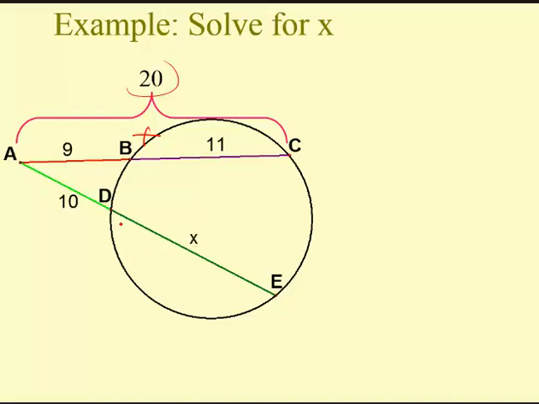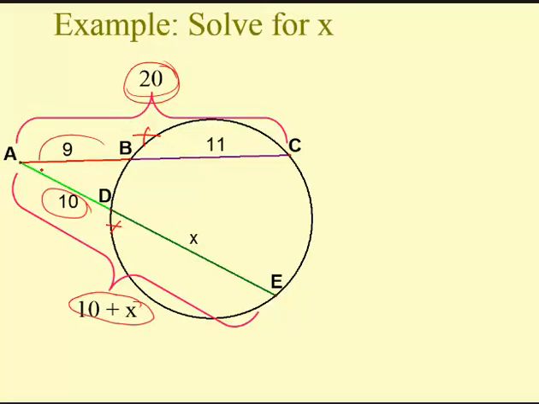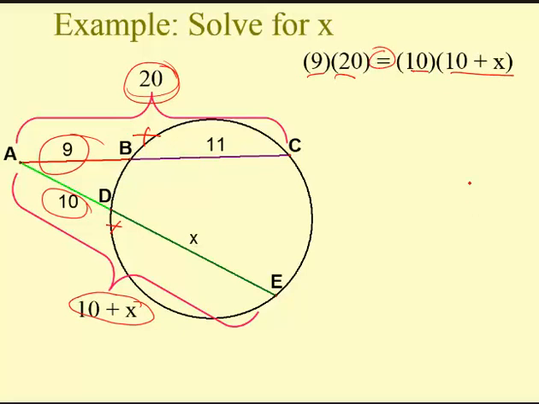Well, what do I get here if I add 10 plus x? That's what I get, is 10 plus x. So here's the whole, here's the outside. Here's the whole, here's the outside. I'm going to multiply the whole times the outside, the whole times the outside, and set them equal to each other. 9 times 20, if you have your calculator, is 180. I must distribute here. 100 plus 10x. So 180 equals 100 plus 10x.